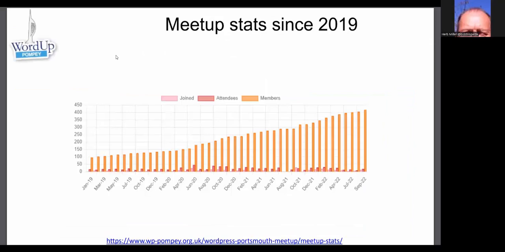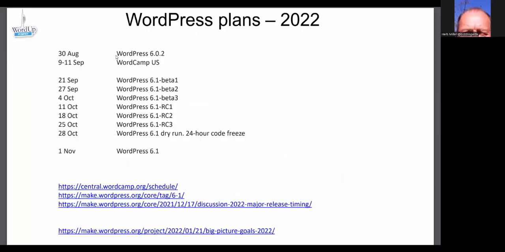Another way of looking at that is there's a chart of how many members we've had and who's attended our meetups and so on. This year, WordCamp US has already happened, which is earlier than usual, and it was a physical one. And now they're all working to try to deliver WordPress 6.1, and today beta 1 of WordPress 6.1 is supposed to be out, and then over the next few weeks the different versions of it, until eventually on the 1st of November WordPress 6.1 will appear, with a number of different things coming in from the changes that have been made in Gutenberg.